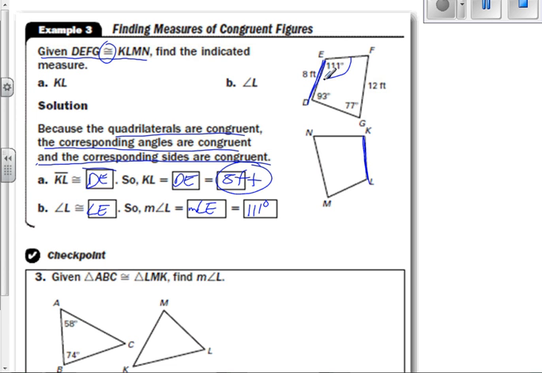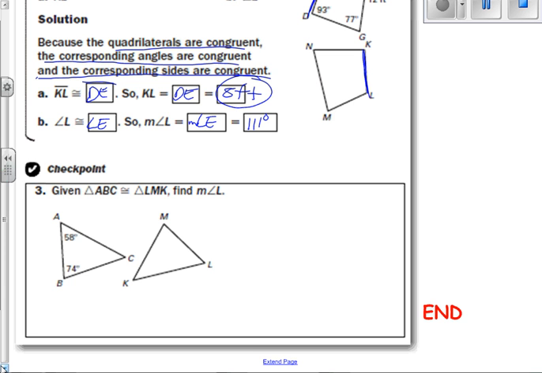So, your turn. This is your checkpoint. Given triangle ABC is congruent to triangle LMK, you want to find angle L. If you need, pause the video real quick. Once you finish, start the video back up and we'll check our answers together.